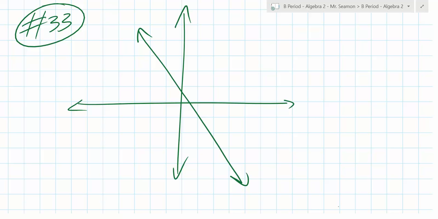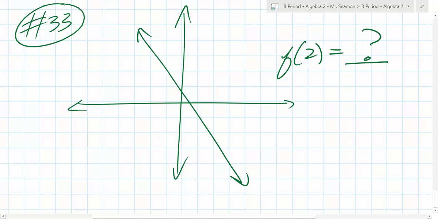Oh, we're supposed to solve for values. I'm sorry, f of 2. So if we're trying to find f of 2, are we trying to find an x value or a y value? It gave us the x value. So where do we go on this graph? And then we go down. And it looks like if you go to 2, it's at negative 3. So it's actually negative 3.